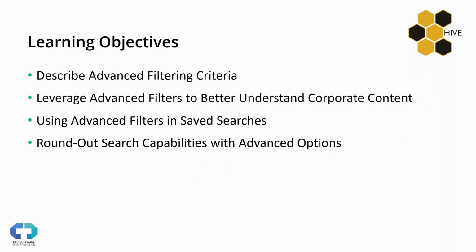So we're going to cover a couple of specific topics today. We're going to go over the advanced filter criteria, like what is available in advanced filtration. We're going to use those advanced filters to better understand corporate content, and give some examples of why you might use this. We're also going to talk about saving our searches, so you can make this repeatable and more usable over time. And we'll talk about how you might leverage these with end users to round out their searching by using the advanced options, perhaps a little bit covertly.